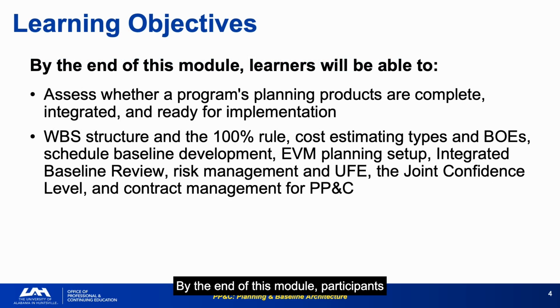By the end of this module, participants will be able to evaluate whether a program's planning products are complete, integrated, and ready for execution. The course covers key planning components, including work breakdown structures and the 100% rule, cost estimating and basis of estimates, schedule baseline development, and earned value management planning. It also explores integrated baseline reviews, risk management, joint confidence level assessments, and contract management practices that support effective program planning and control.